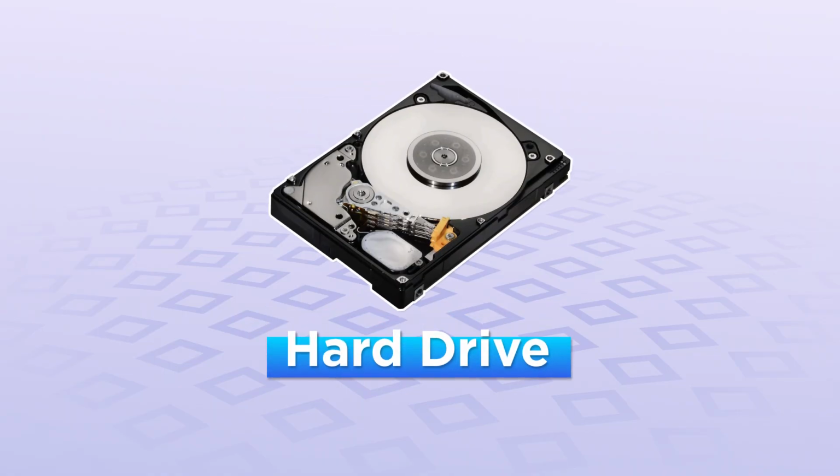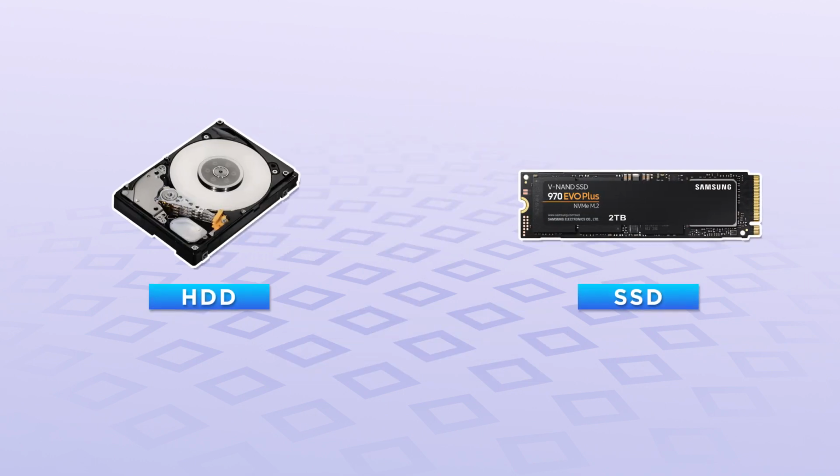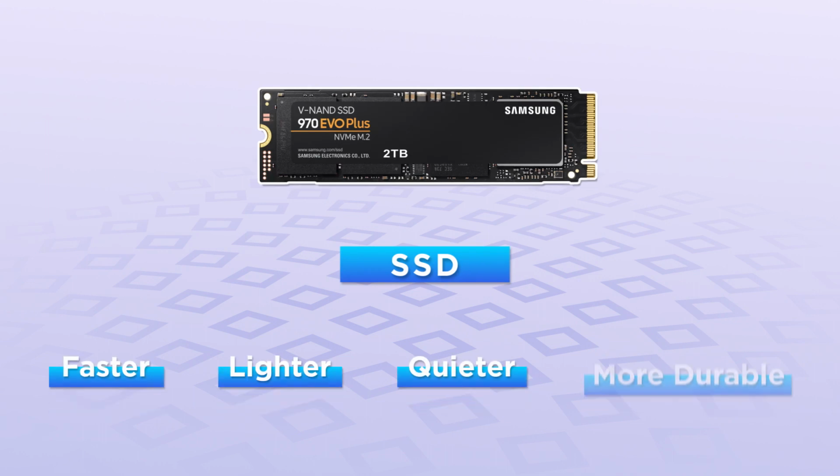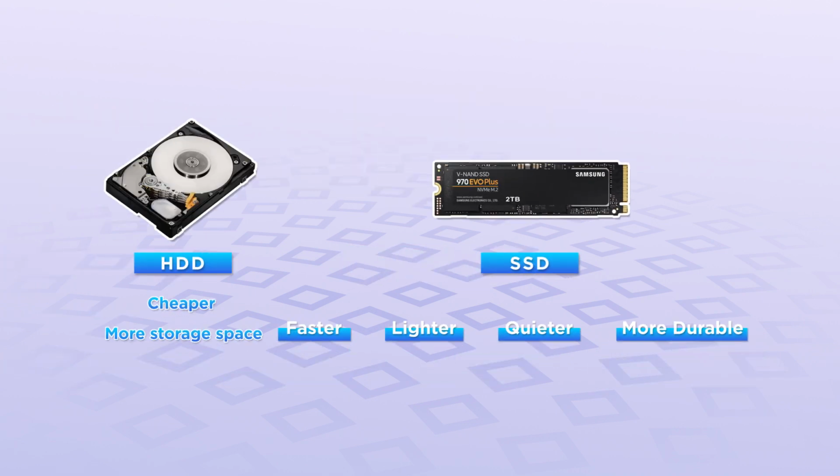Hard drives are an essential part in maintaining data. There are two types of internal hard drives: hard disk drive, 2.5-inch and 3.5-inch, and solid-state drives, 2.5-inch and PCIe SSD. Hard disk drives are cheaper and you can get more storage space. Solid-state drives, however, are much faster, lighter, quieter, more durable, and they use less power.